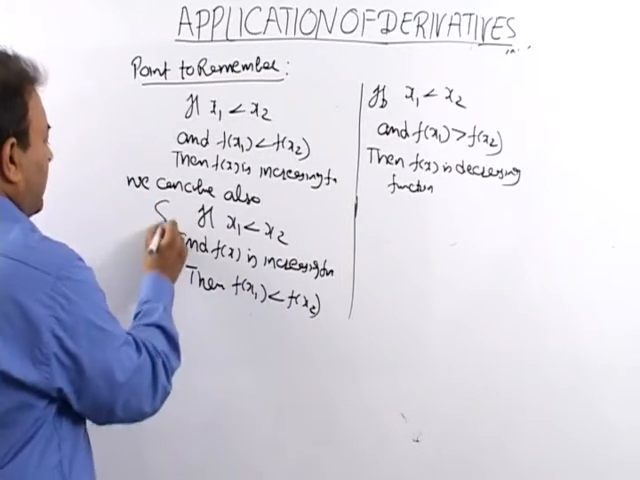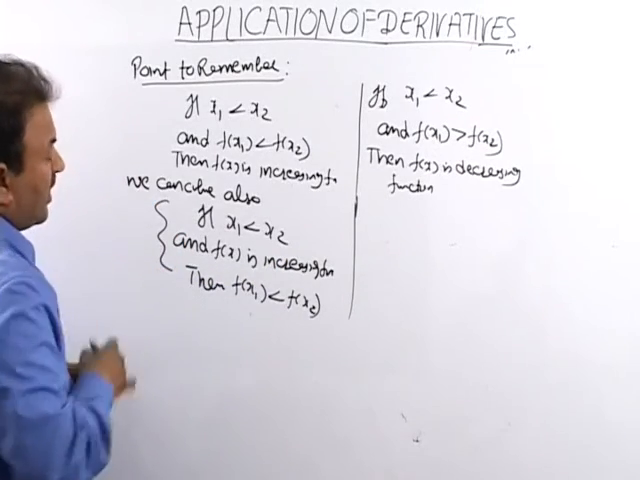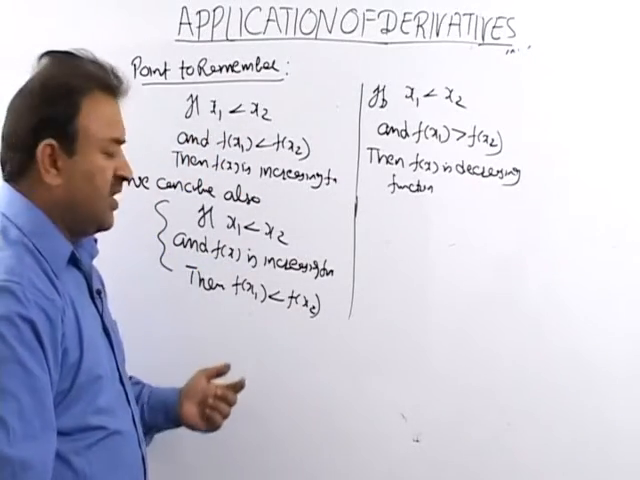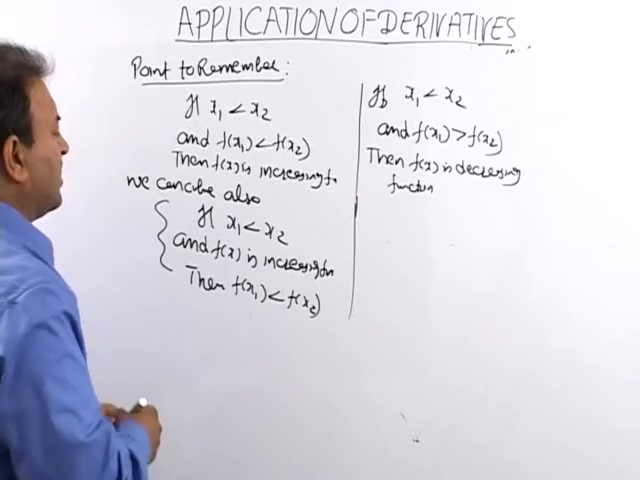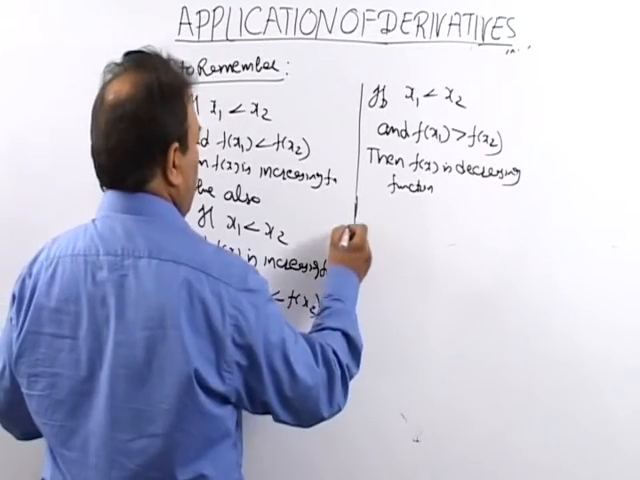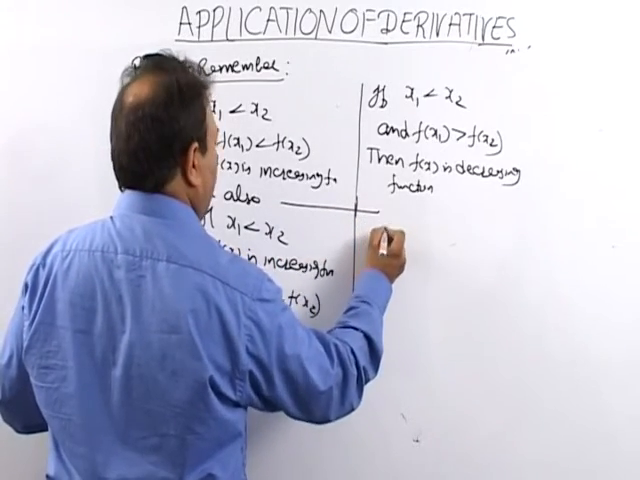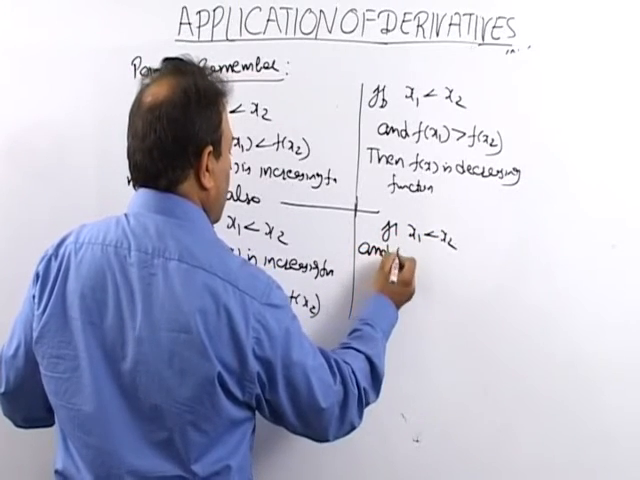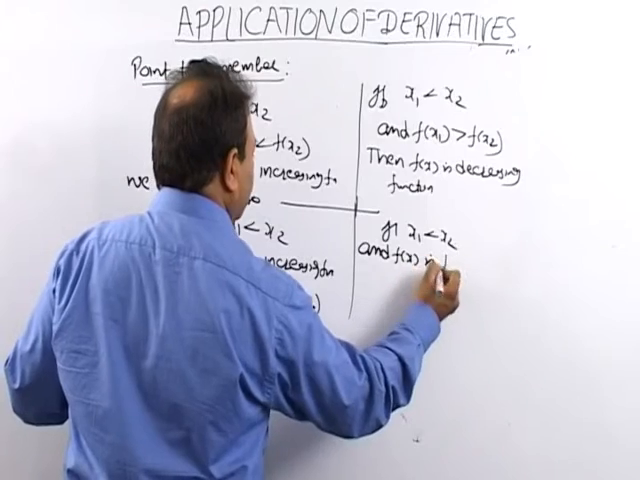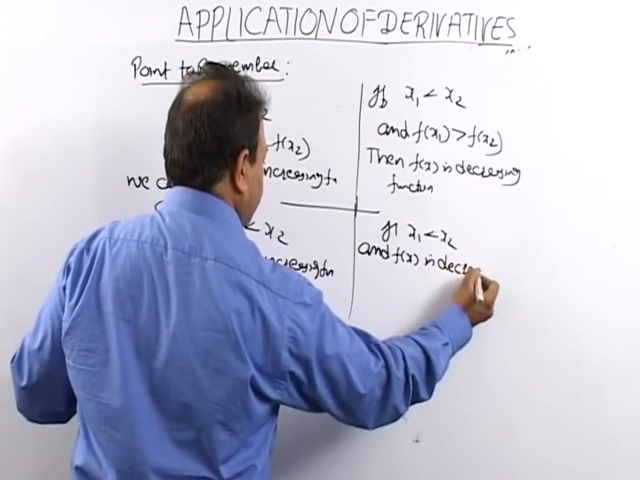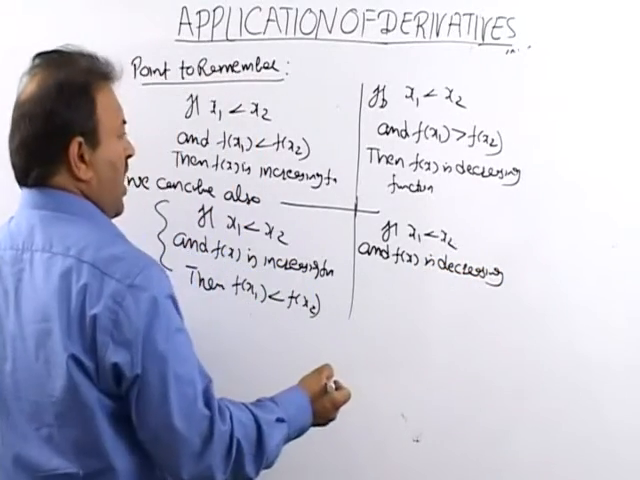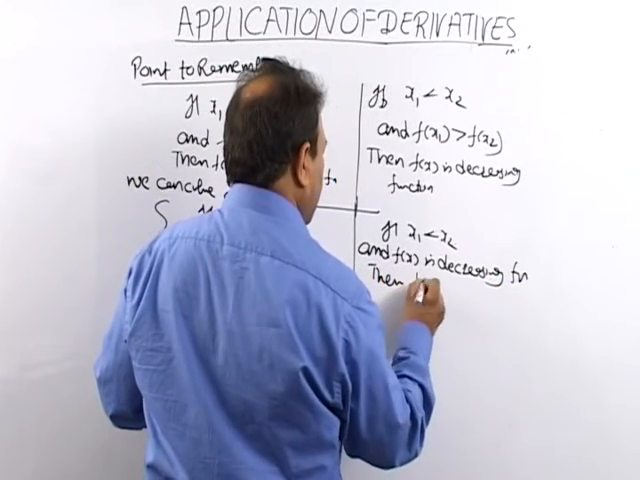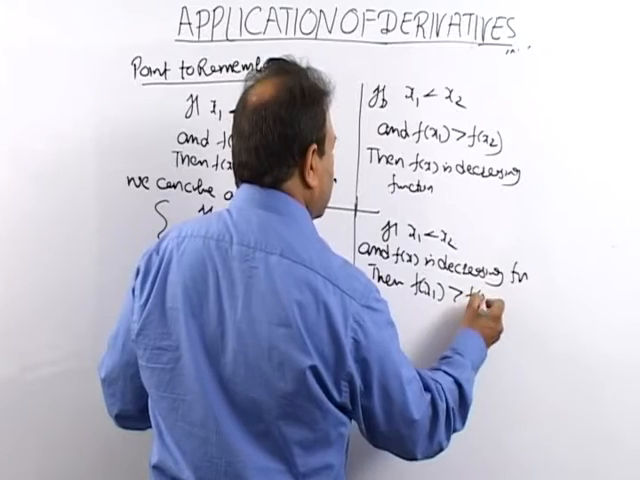The important thing included is that suppose we are given x1 less than x2 and we are given f of x is increasing, I can say f of x1 is less than f of x2. Same here, if x1 is less than x2 and fx is decreasing function, then f of x1 is greater than f of x2.